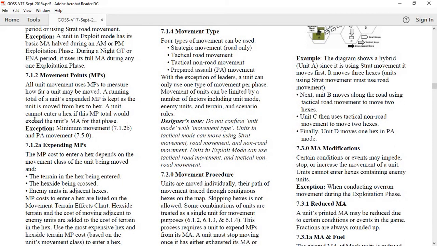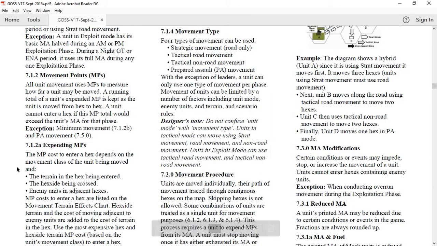Movement points. All unit movement uses MPs to measure how far a unit may be moved. A running total of a unit's expended MP is kept as the unit is moved from hex to hex. A unit cannot enter a hex if this MP total would exceed the unit's MA for that phase. That's a nice, clear and crisp explanation and way of putting it. Exception. Minimum movement and PA movement.